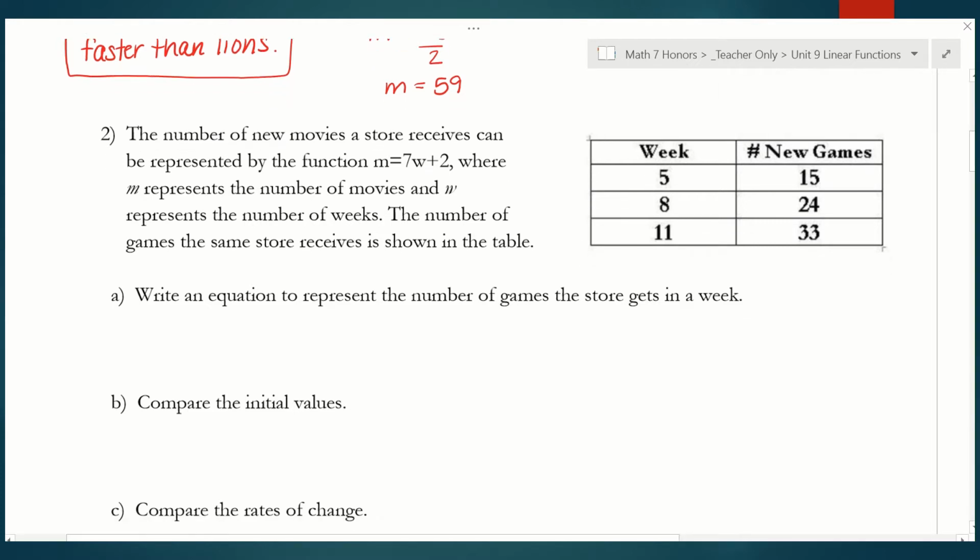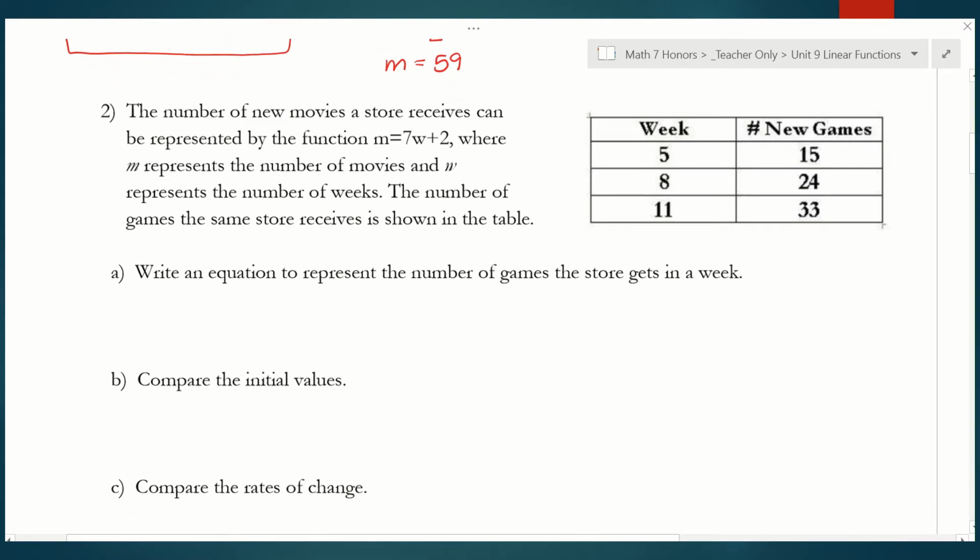Part A says to write an equation to represent the number of games the store gets in a week. So we can get the information we need from the table. Just to remind us, x is technically weeks and y in this case is the number of games. We're going to use w and g in our equation, however, just so that we're remaining consistent with how they wrote their original equation about movies.